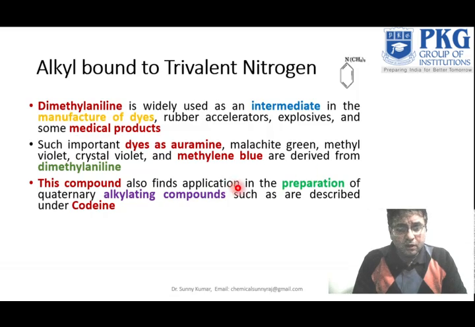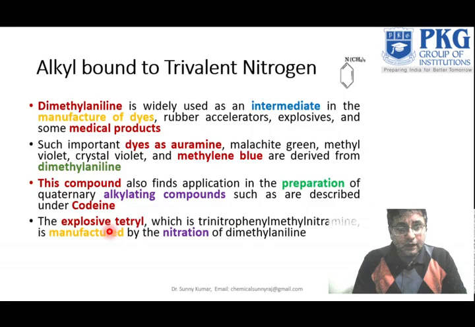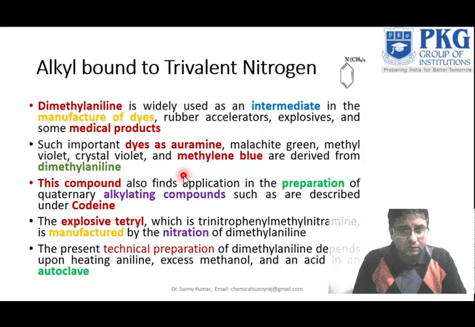These compounds also find application in the preparation of quaternary alkylating compounds such as described under codeine. The explosive tetryl, which is trinitrophenyl methylnitroamine, is manufactured by the nitration of dimethylaniline.